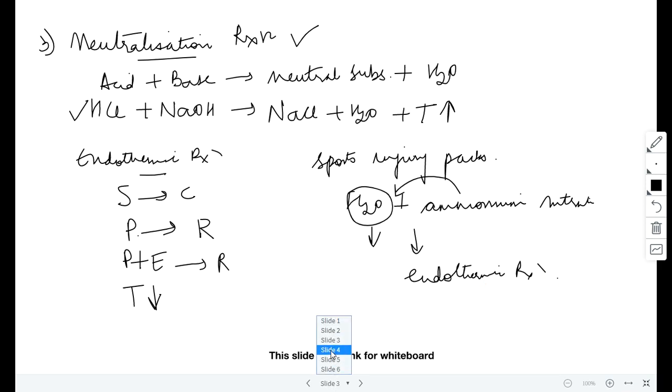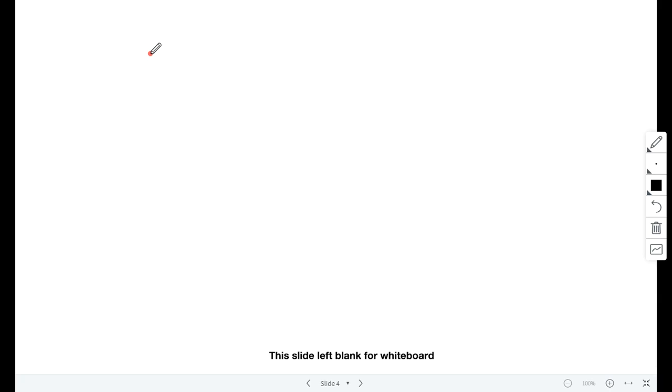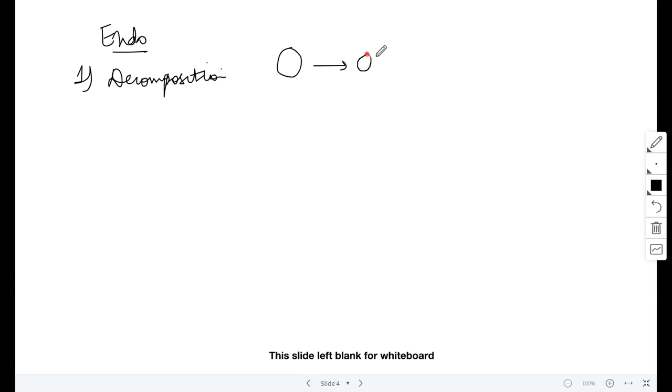So, now let's talk about the chemical reactions. For examples of the endothermic reaction, the first one is the decomposition reaction. What is decomposition? I don't know what decomposition is. See, decomposition means when you have a larger molecule and you break it into small molecules. Decompose. What do you mean by the word decompose? A big thing is there and you decompose into the smaller ones, right? Yeah, so the general meaning is that.